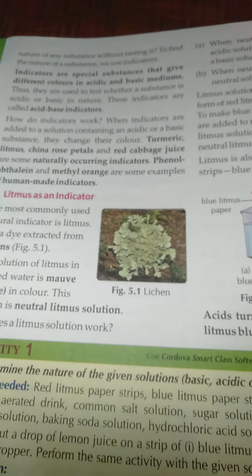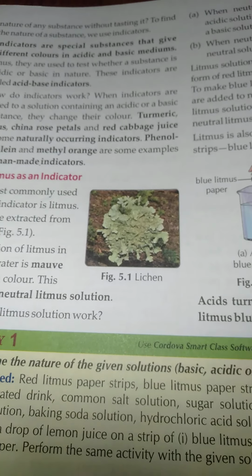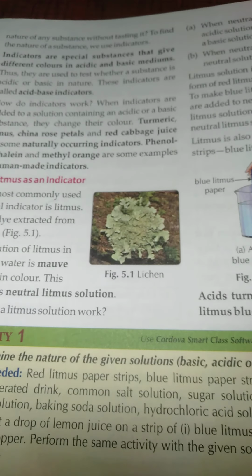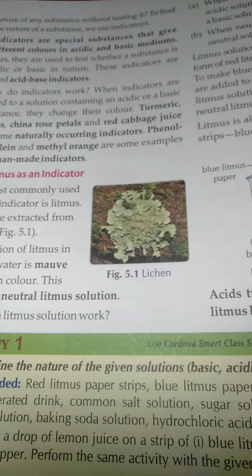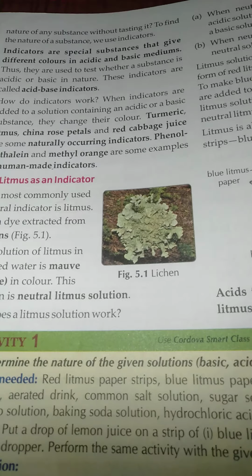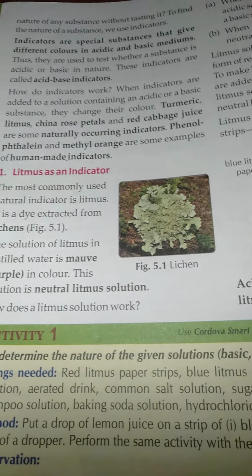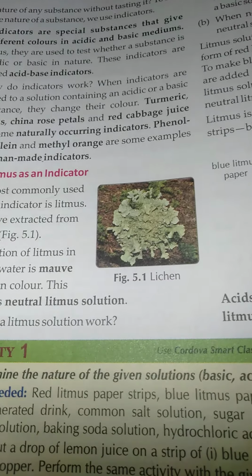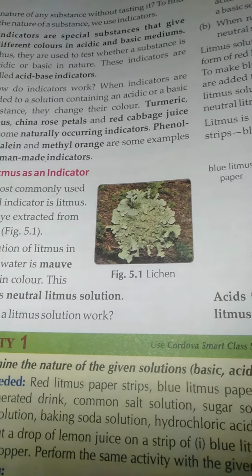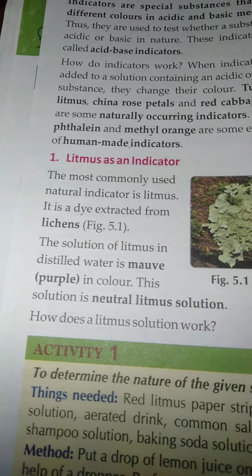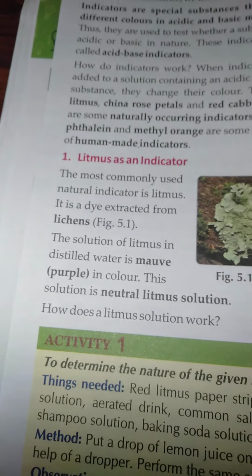Good morning, students. In chapter 5, that is acids, bases, and salts, we have already discussed what acids are and what bases are. Now we will discuss some indicators which are prepared naturally. First one is the litmus indicator.